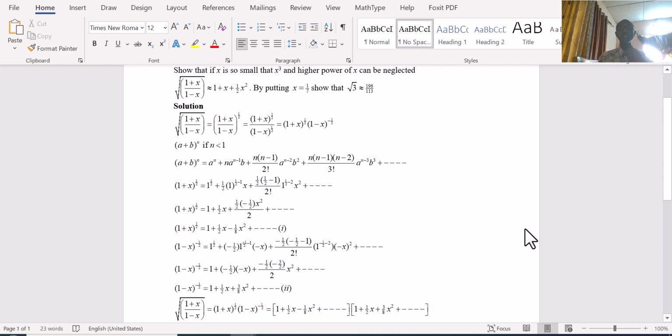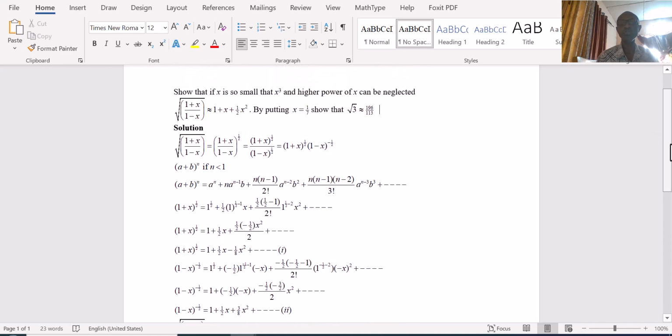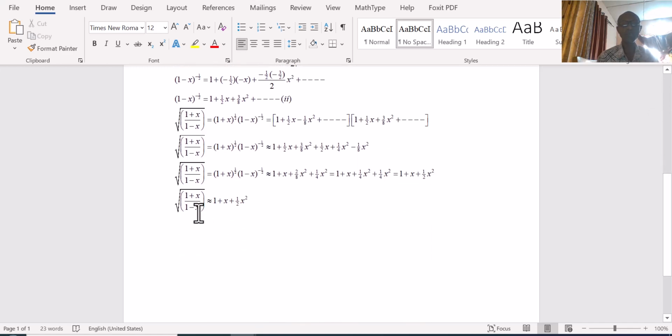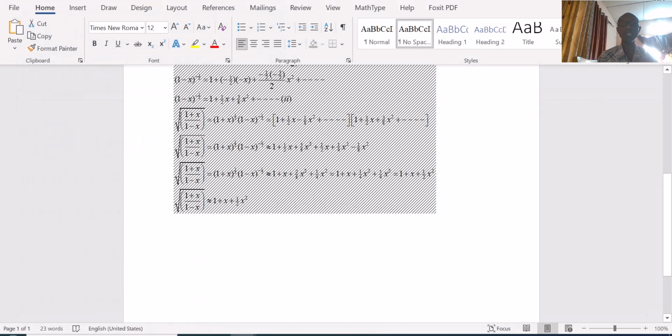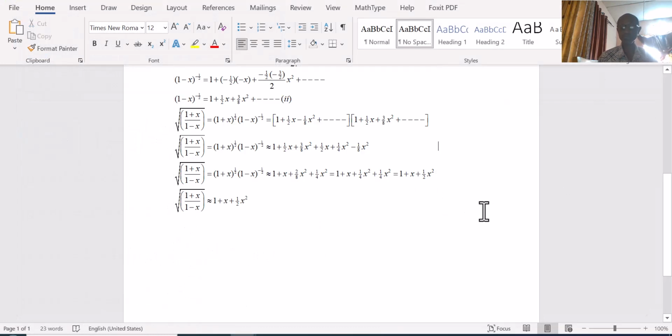Now the question goes ahead and says that we should substitute x equals 1 over 7. I mean, anywhere x is, put 1 over 7 in there. So we are going to do that now. I said by that we should show that root 3 is equal to that. So I'm going to work on this now. Let me just copy this. So we are starting the second phase of the question.